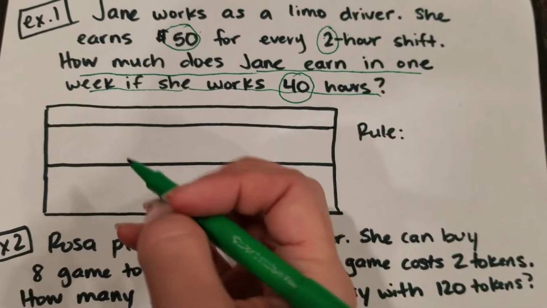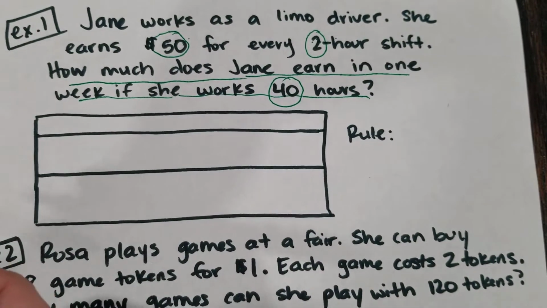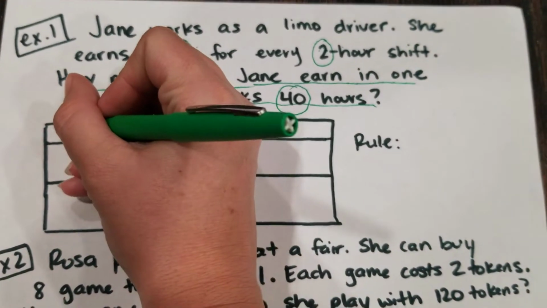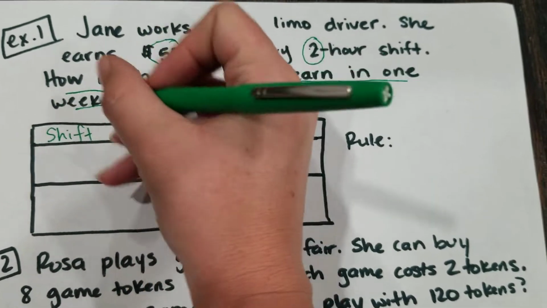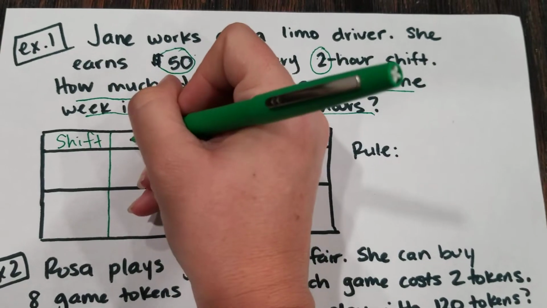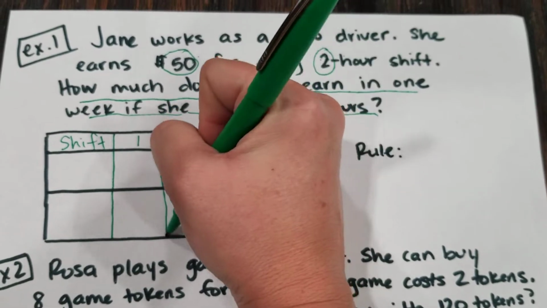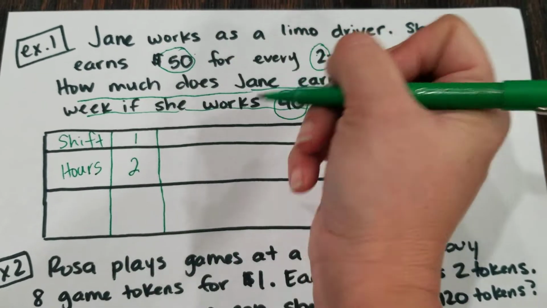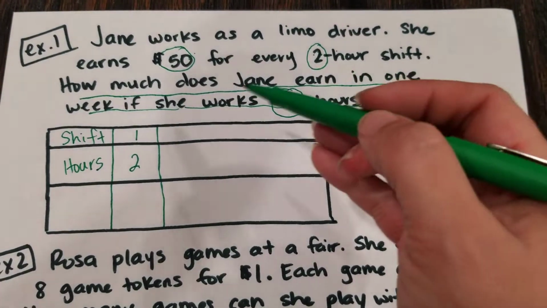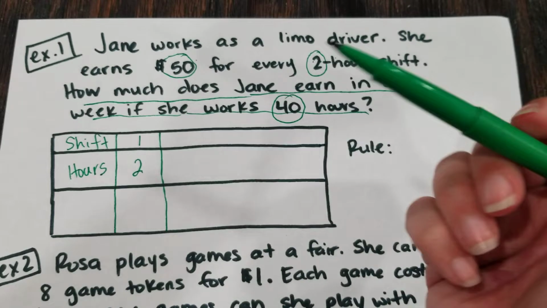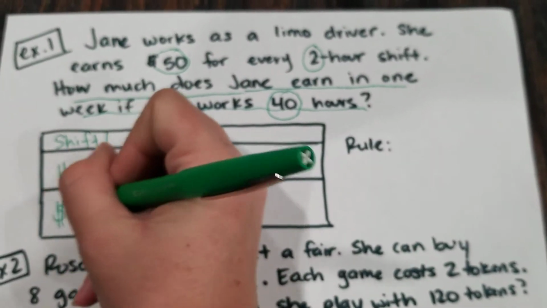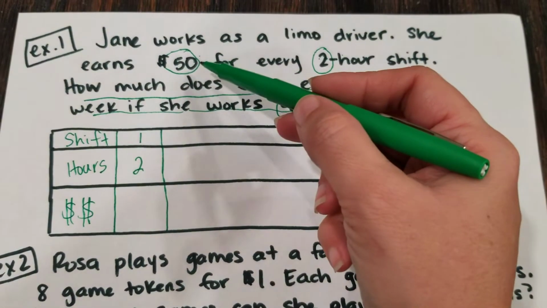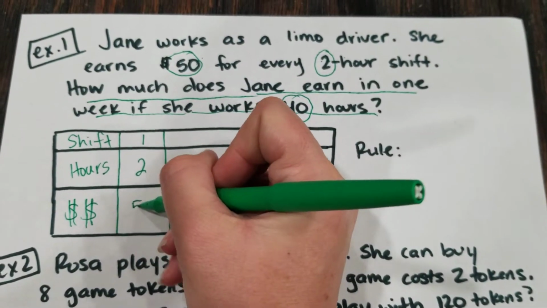Okay, so let's start our table. What is it going to be about? So it's a limo driver, working shifts, and earning money. So let's have this one be shift. Okay, so shift 1, right? Shift 1 is 2 hours long, so this will be hours. So every 2-hour shift, one shift is 2 hours, and then money, I'm going to put dollar signs. How much money does she make in 2 hours? We look at our word problem, and it's right there, $50.